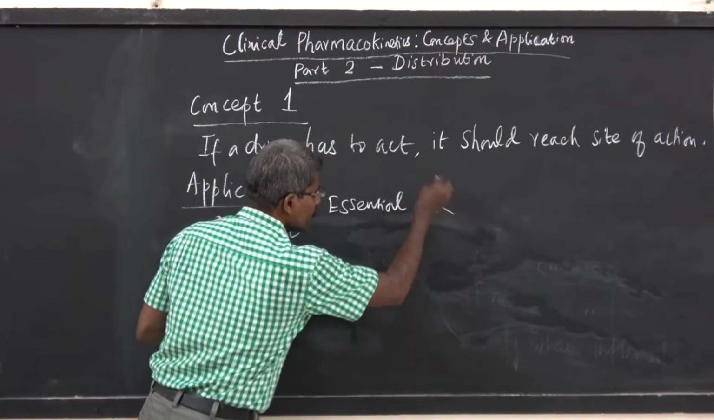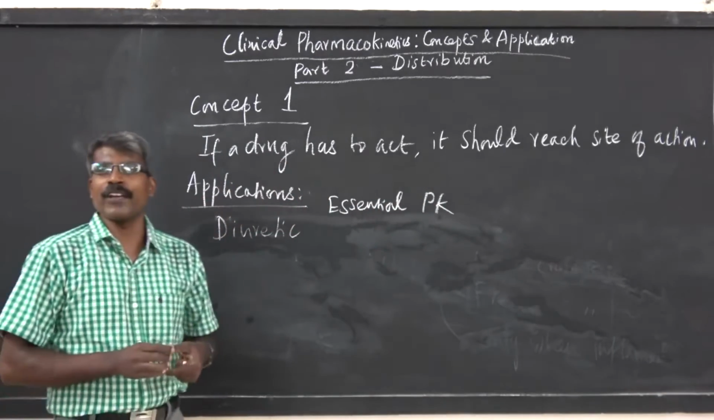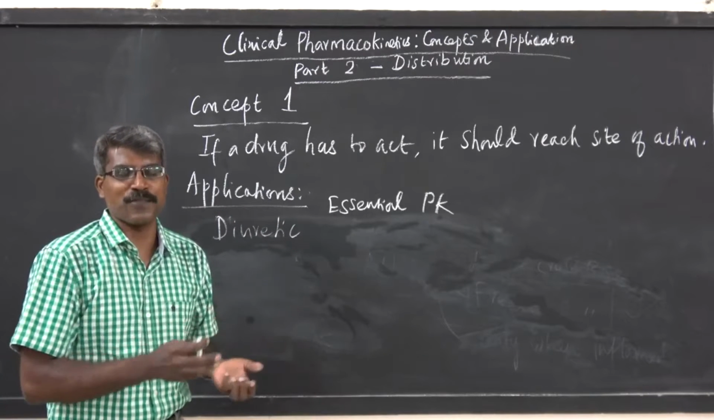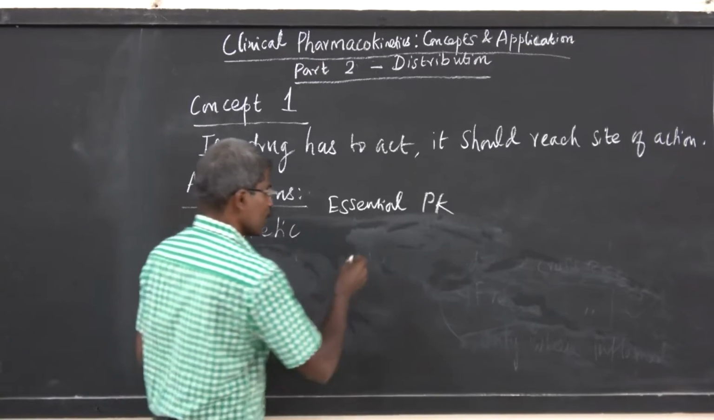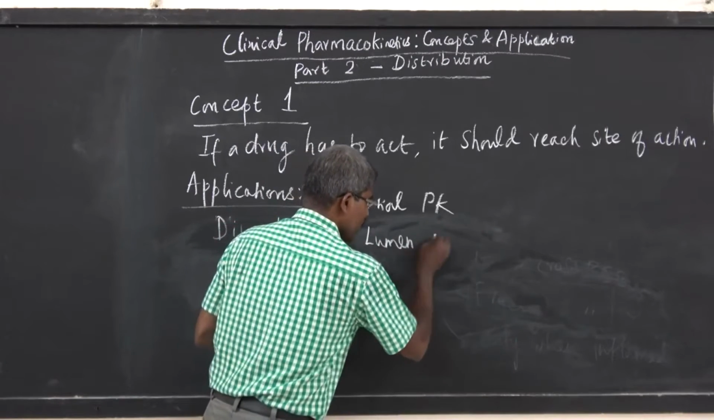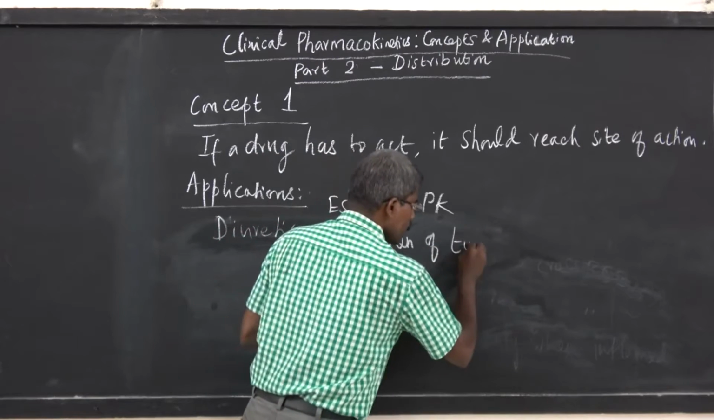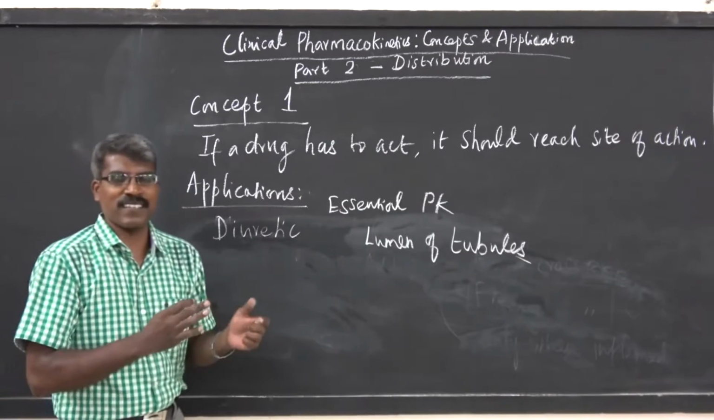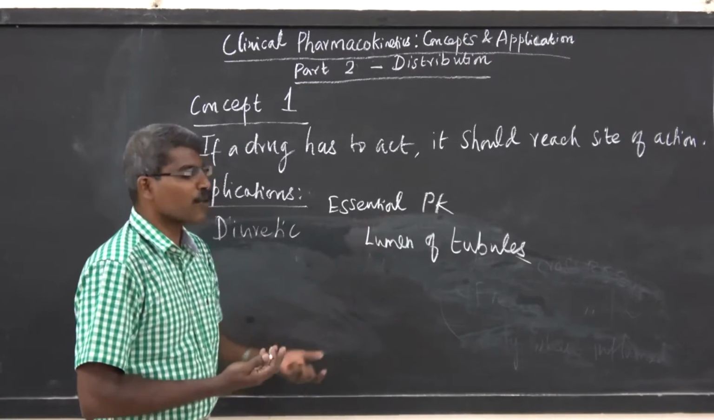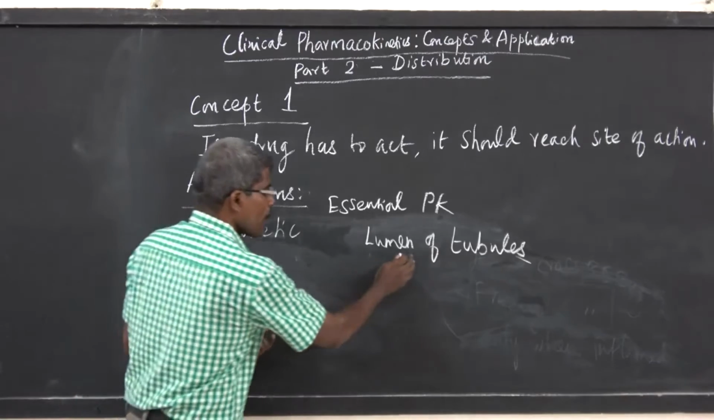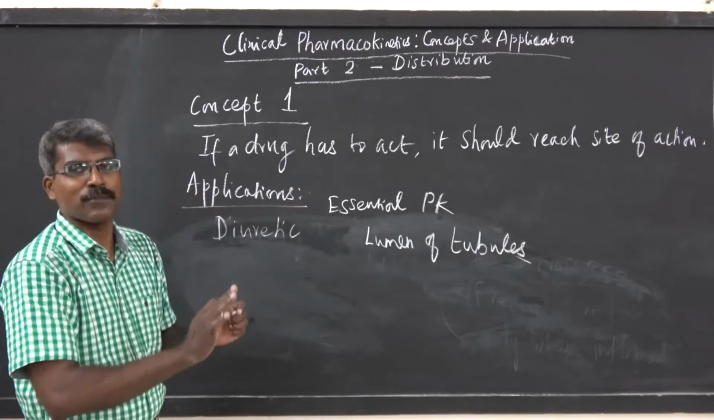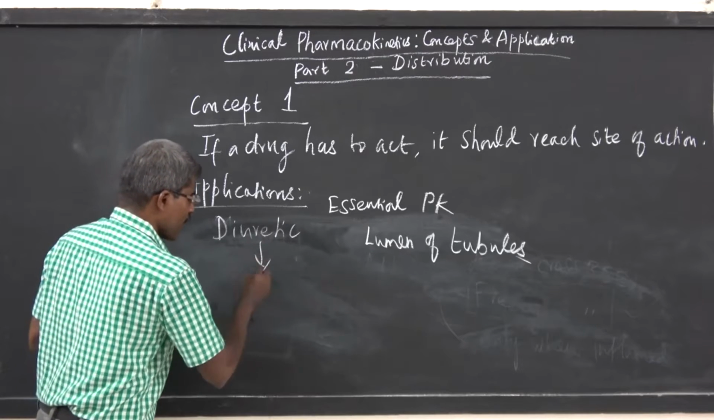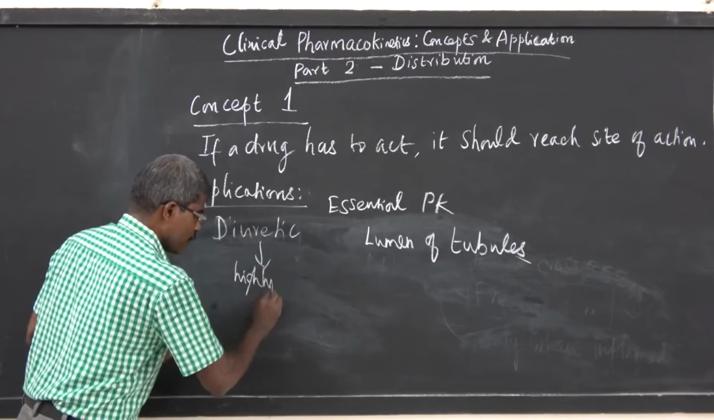If you now ask me, what should be the site of action of a diuretic? It is the renal tubules. If you want to say very specifically, the lumen, isn't it? So it should reach the lumen of the tubules. This is the site. Now, how are we going to come to a conclusion? All diuretics act mainly from the luminal side. If you look into diuretics, they are highly protein bound.